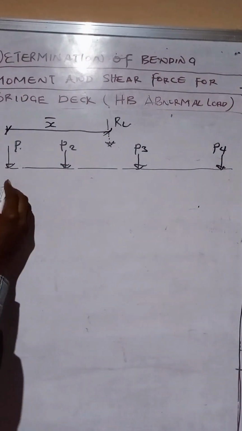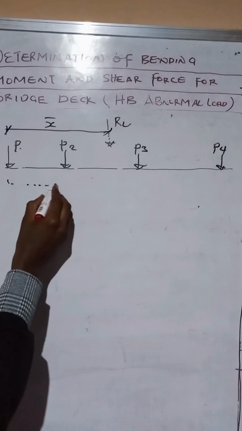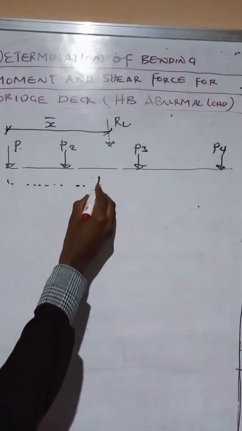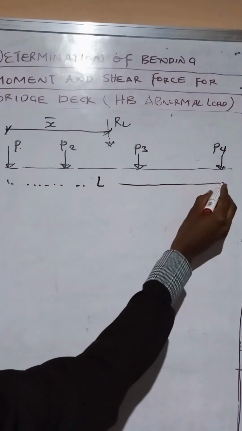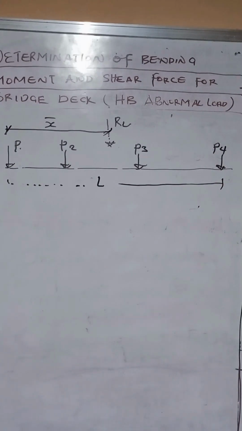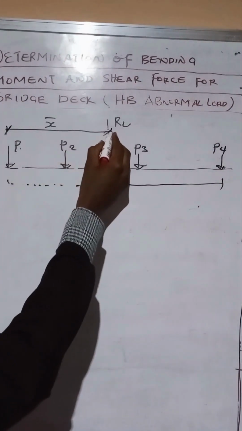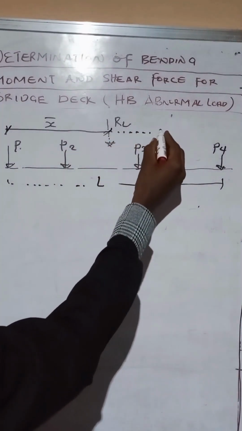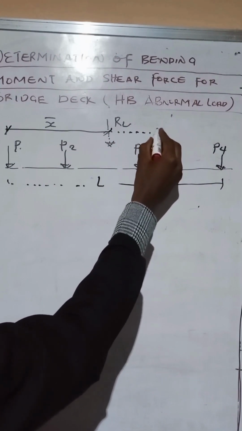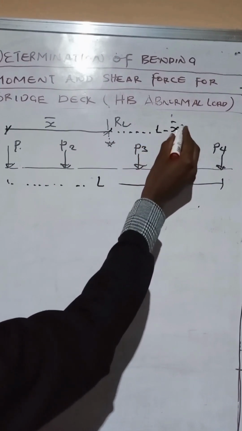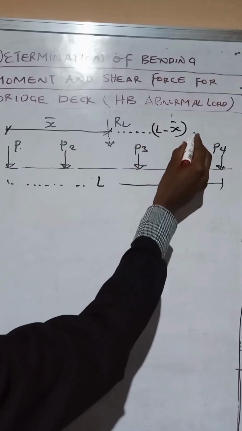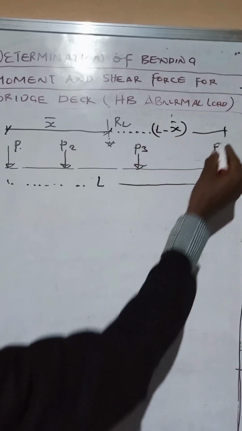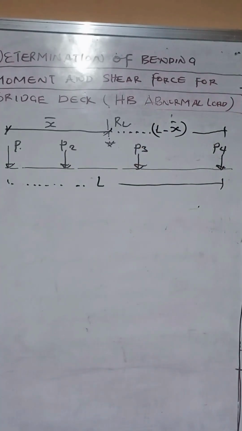So that center of gravity is bar X. And let's call the total length of our moving load L. So what it means is that the center of gravity is L minus bar X from this end of the load. So the center of gravity is L minus bar X from the other side of the load.